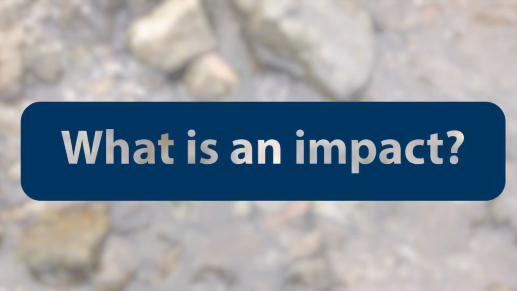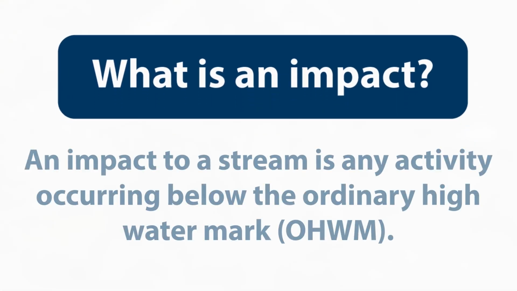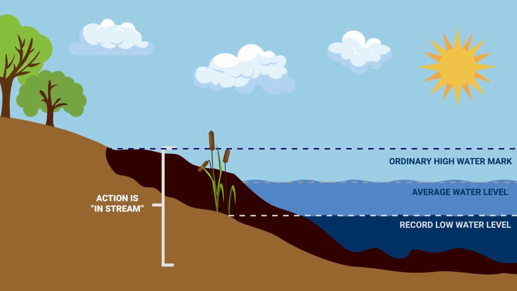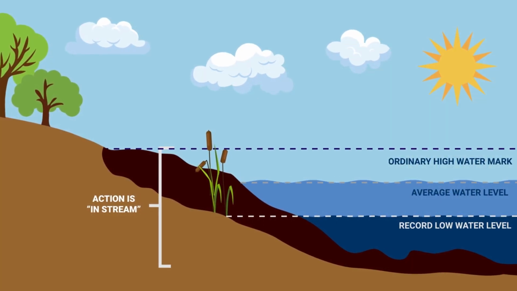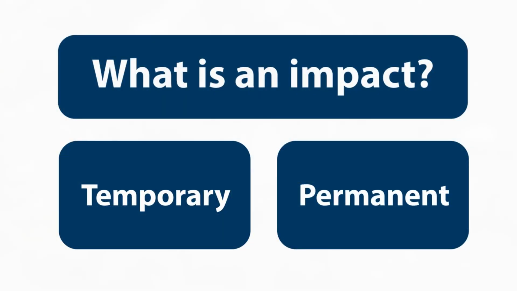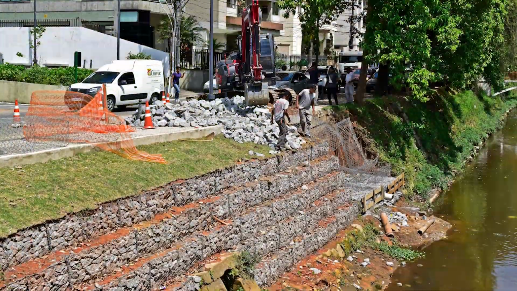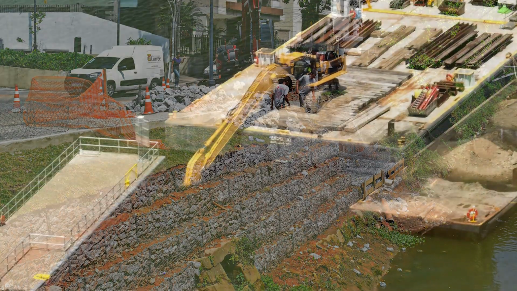First, let's talk about what is considered an impact to streams or wetlands. An impact to a stream is any activity occurring below the ordinary high water mark, which we defined in Video 3. Both temporary and permanent impacts should be part of your waters impact summary. A few examples of impact actions include culvert installation, bank stabilization, fill, or dredging.